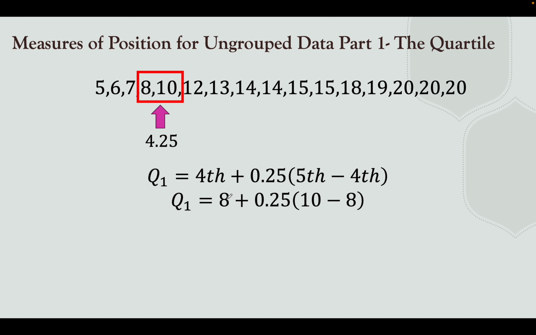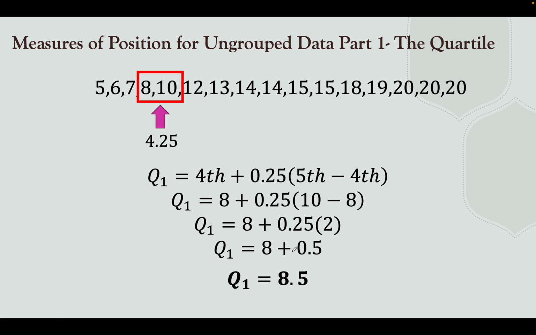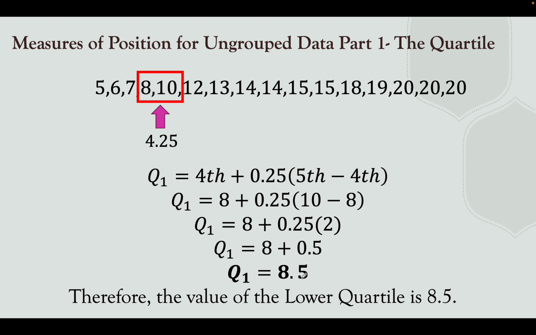So substitute now. Our fourth data is 8 plus 0.25 times 10 minus 8. 10 minus 8 is 2. 2 times 0.25 is 0.5, plus 8. So the value of the lower quartile is 8.5.